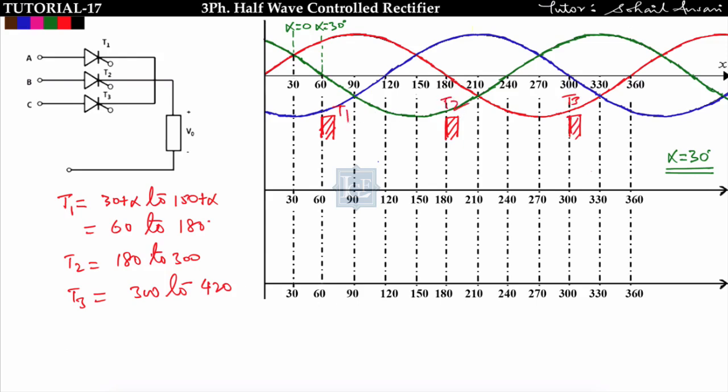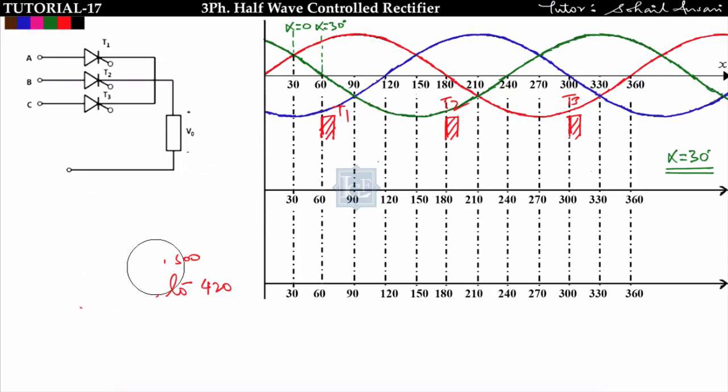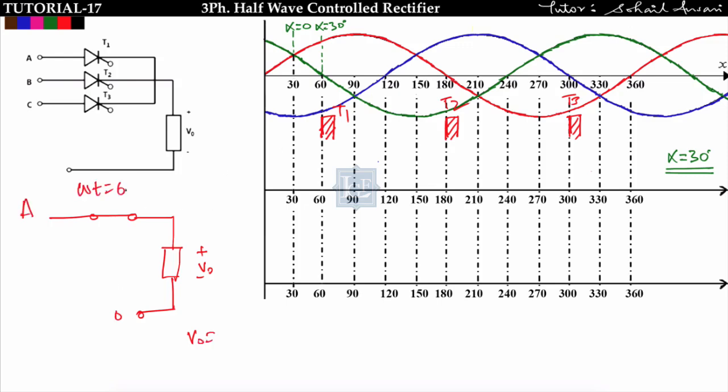And I already told you, the moment when you trigger the thyristor T1, I will get output voltage from A terminal, because the rest T2 and T3 are not triggered. So I will get output voltage from T1 when T1 is triggered, and it will continue till the next thyristor is triggered. So through T1 we get output voltage V naught is equal to Va0, because T1 is triggered at omega t is equal to 60 degree. So V naught will follow Va0 till 180 degree.